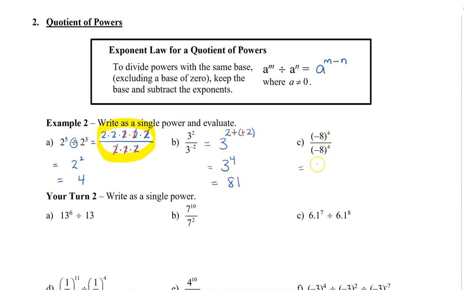Okay, in the last one here, we have negative 8. The exponent is 4 minus 4, which is 0. And then anything to the power of 0 is 1.